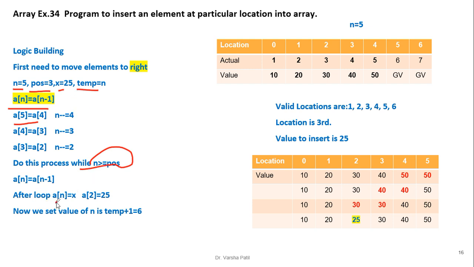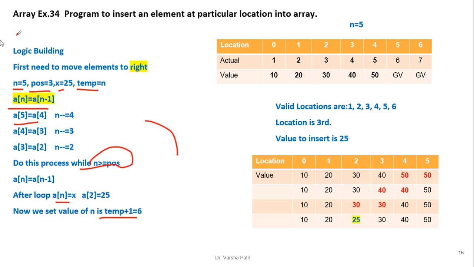So after the loop, we do a of n equal to x. Here n becomes 2, that's why we come out of the loop, because position is 3. So n decrements, it starts with 5 and then decrements. When n becomes 2, we come out of the loop, and at that location we insert the element, that is a of 2 equal to 25. And after that, when we are printing the array, we require to print one more extra element, because we did the shifting operation. So we are printing up to temp plus 1. So this is the logic.